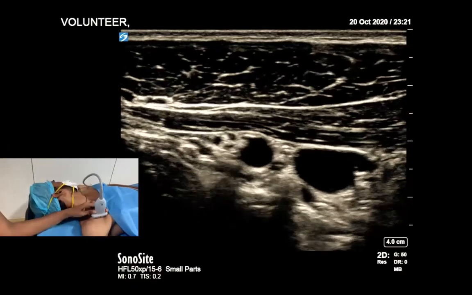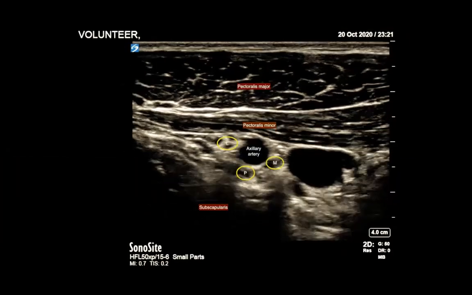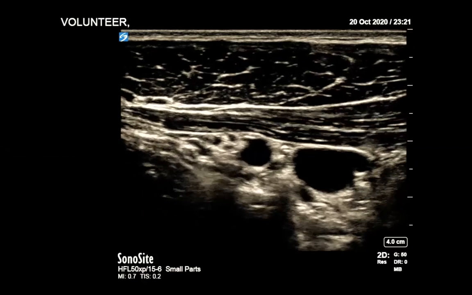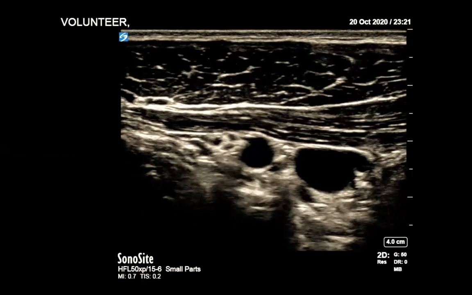In the lateral infraclavicular area, the cords have radiated to their position. We see the cords around the artery at 10, 3 and 6 o'clock positions under the pectoral muscles and lying over the subscapularis muscle. Block should be performed after ensuring pleura is not in the window. Probe should be moved laterally if pleura is visualized.